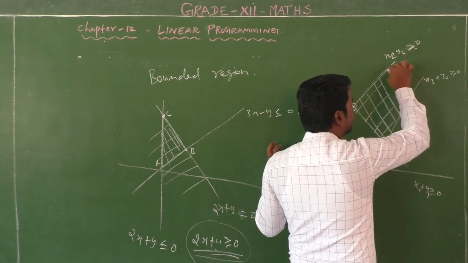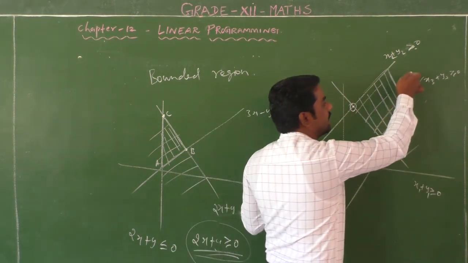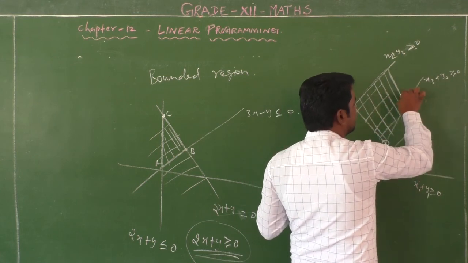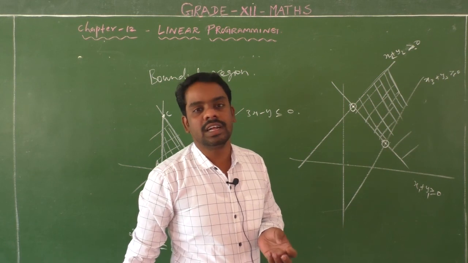But the third side is unbounded. This is an unbounded region. It is not a closed figure. So this region is an unbounded region.